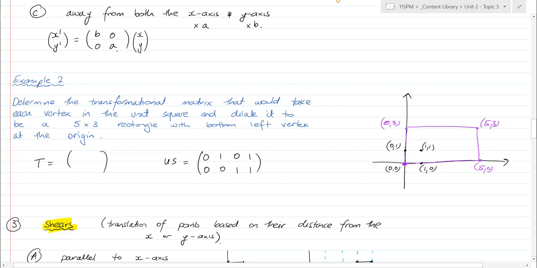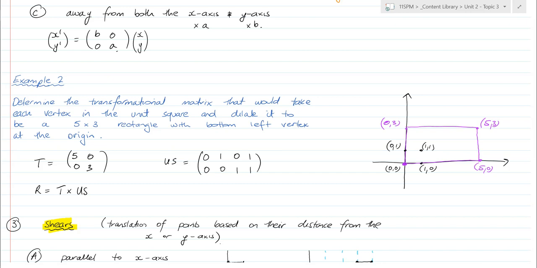Any takers? What's the matrix that's going to do this expansion? 5003, cool. If somebody said that, I'm sorry, I just didn't quite hear. 5003, and we talked about this last time, we don't have to do the unit square as individual points. We can combine them as 4 points, and we could now do the rectangle will be equal to T times US, the unit square, and that will give us those coordinates in the rectangle.